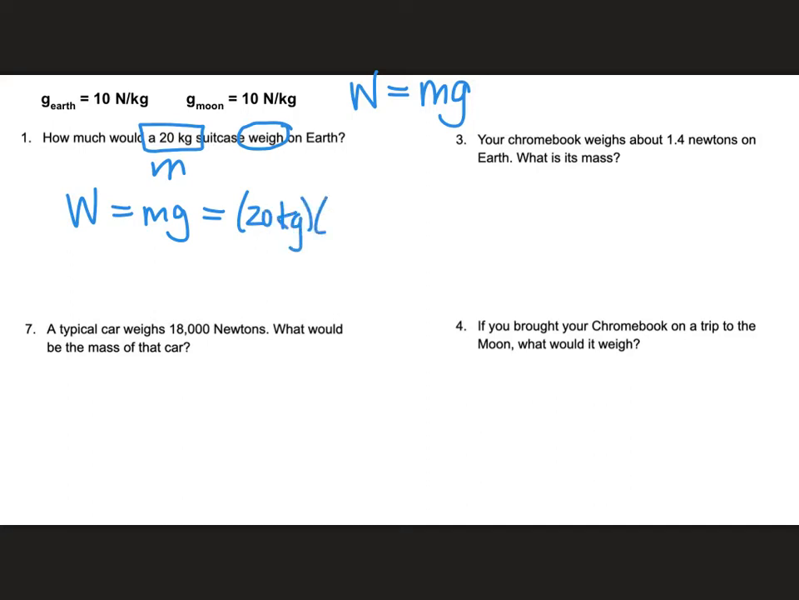Now, little g is not grams. Little g, up in this formula here, stands for the gravitational strength. And that is a way of representing how strong gravity is in a certain location. So on Earth, gravitational strength is 10 newtons per kilogram.